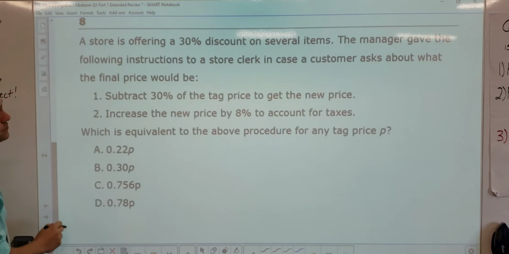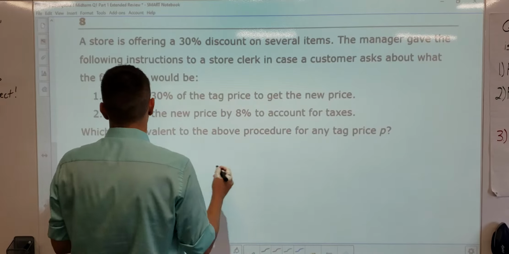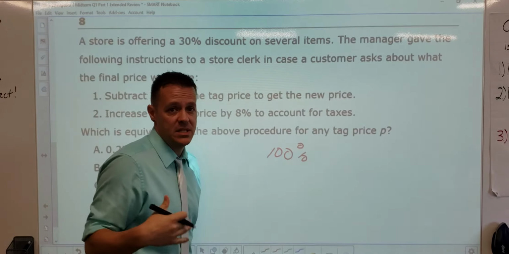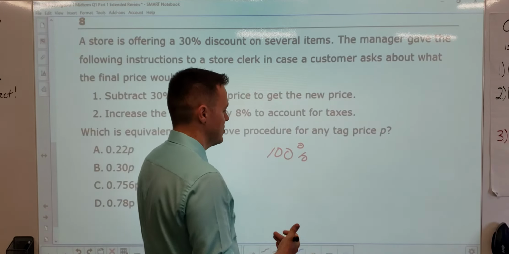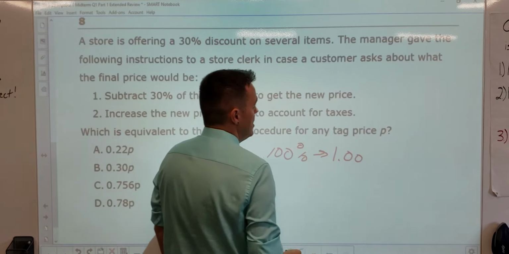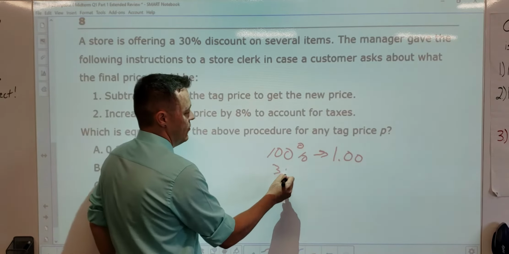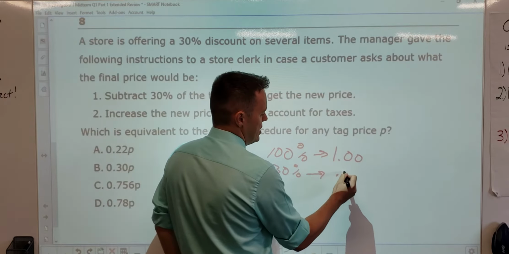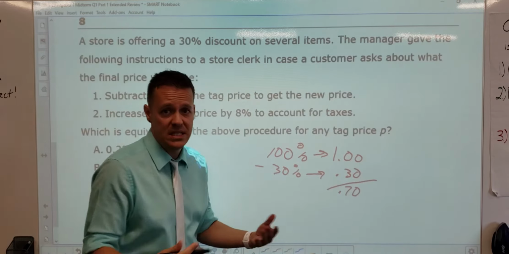Number 8, a store is offering a discount on several items of 30%. So what you need to know, if you pay full price for something, you're paying 100%. But what we want to deal with today is the decimal equivalent of it so that we can do some addition and subtraction with it. So we're going to convert this to a decimal, which is 1.00. Now, what you also need to understand is that it says subtract 30%. So if I were to subtract 30%, you would actually need to change that to 0.30. And you would get 0.70, which is 70%.